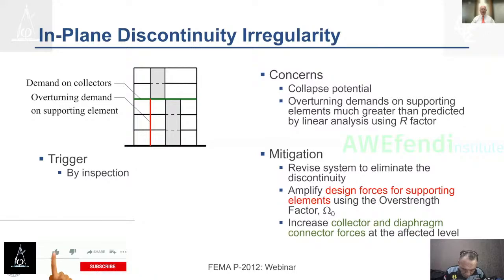And so we're required to amplify the design forces in the element that's supporting those discontinuous forces. And we also need to think about the diaphragm forces and amplify them at the level where the irregularity is introduced.